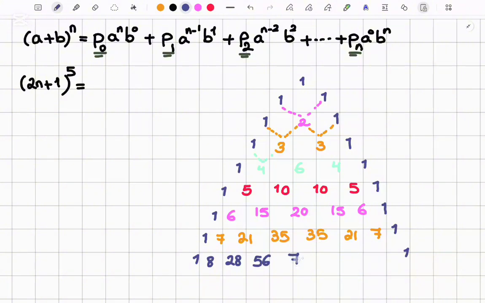And this is going to be 70, and this is going to be 56 again, and this is going to be 28 and 8. Okay, and then you can continue this forever.